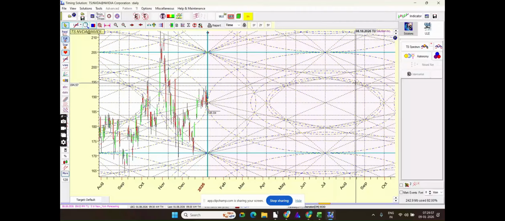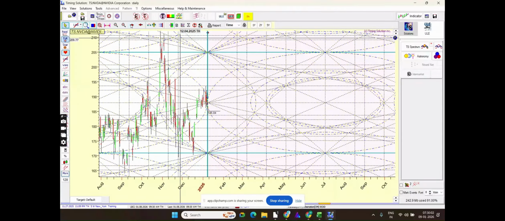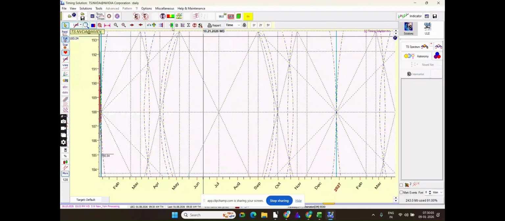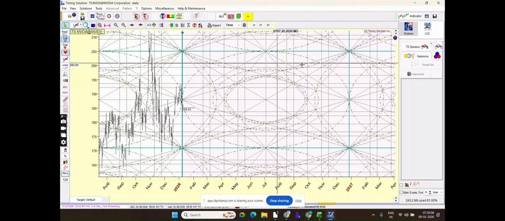then 17th of August, then another date coming in at 29th of September, and this will be 14th of November, and this final date is coming at 27 December 2026. So that is about the time cycle dates for the year 2026.